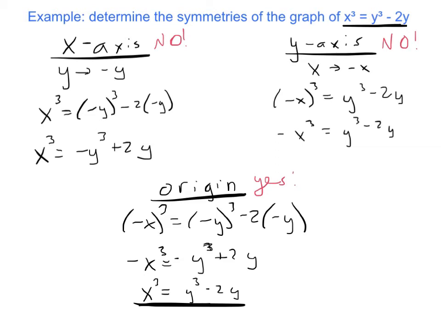Okay? Now we may not know what the graph looks like, but we've determined it has origin symmetry, which means if you rotate it 180 degrees around the origin, you'd end up with the same graph, but it does not have x or y axis symmetry.